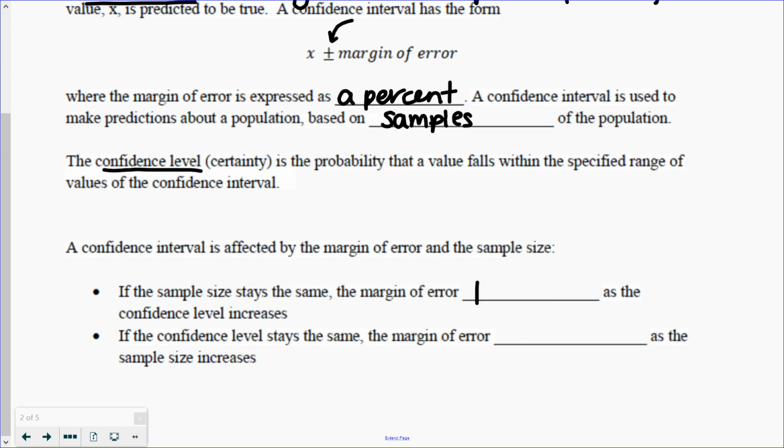So the margin of error increases as the confidence level increases. And if the confidence level stays the same, the margin of error decreases as the sample size increases. That isn't as important. I think you guys see one question somewhere.